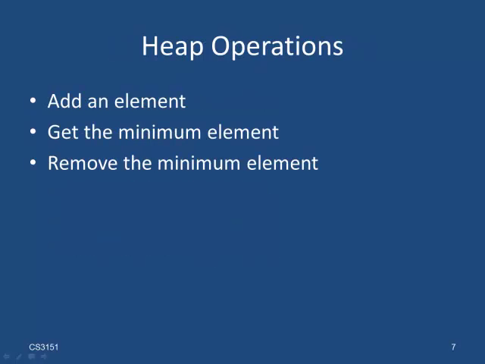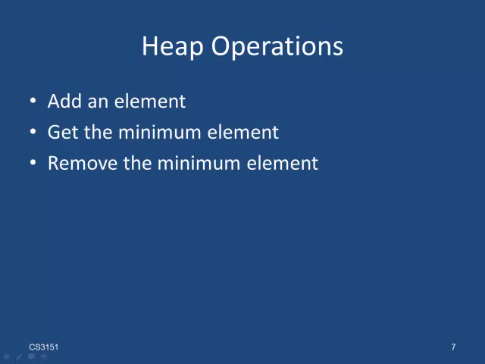Now we are ready to look at the heap operations. The operations correspond exactly to the operations on a priority queue. We can add an element, get the minimum element, and remove the minimum element. So if you want to use a heap to implement a priority queue, then you would use the priorities of the items to compare them. And the items would be sorted such that the higher the priority, the smaller the item. In other words, the item with the highest priority would be the smallest item in the heap.